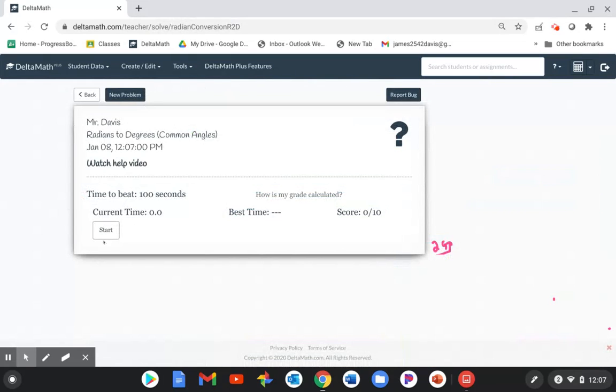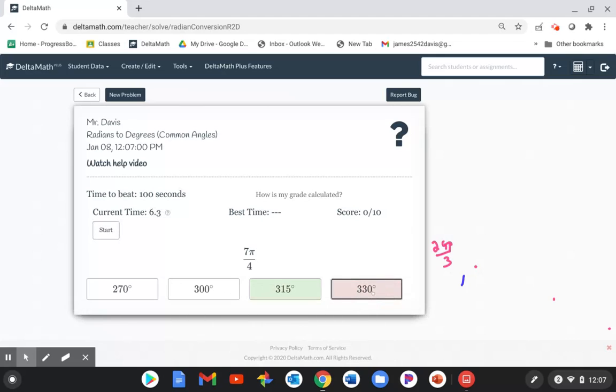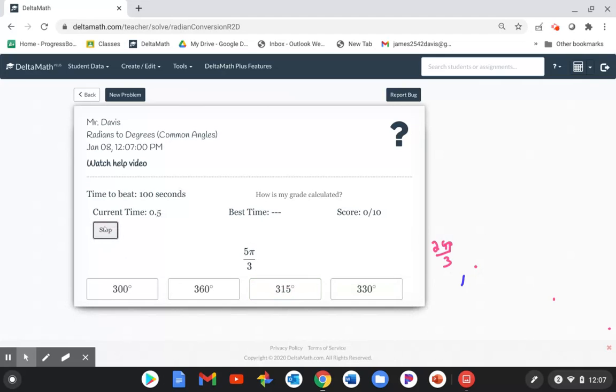Radians to degrees, these common angles. So you start it, and then you just have to make this conversion. This one, I believe, is 330 degrees. Oh, sorry, 315. So you can just try it, do the best that you can, do these conversions. This one, you might even want to just use your calculator. Really, you're just going to do 5 times 180 and then divide by 3 because the pi's cancel. And then just type the answer.